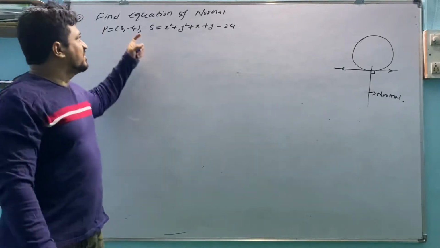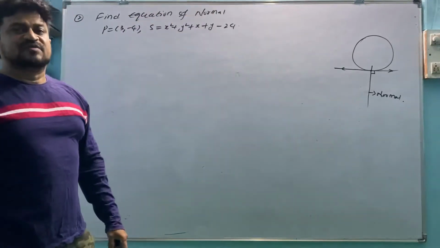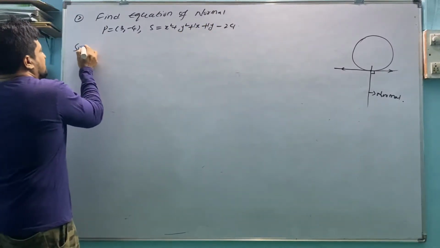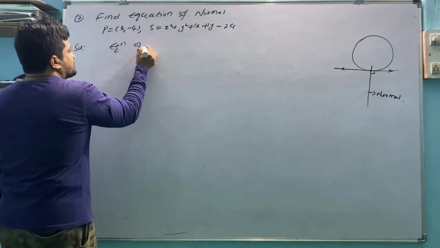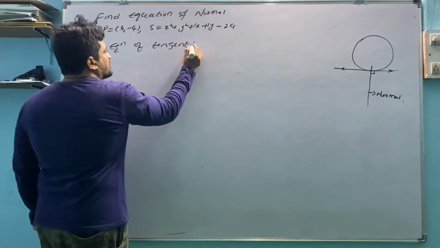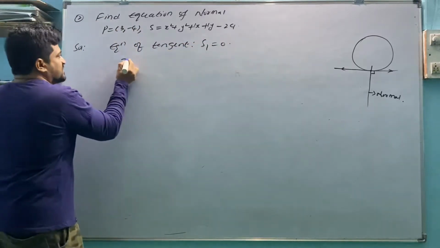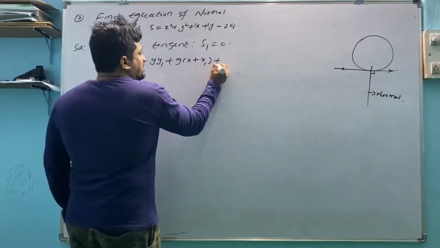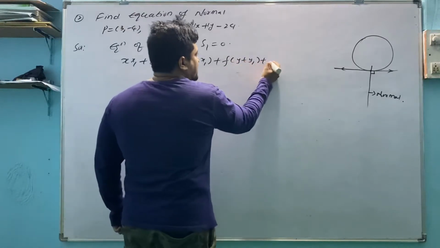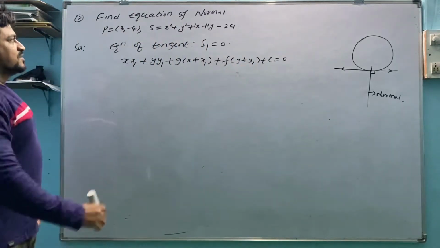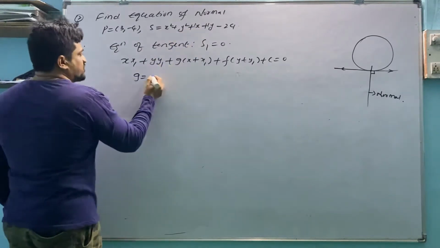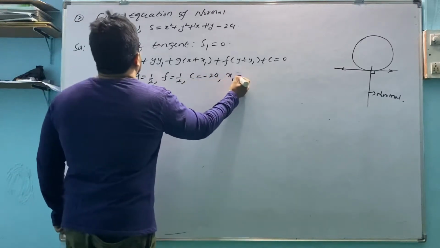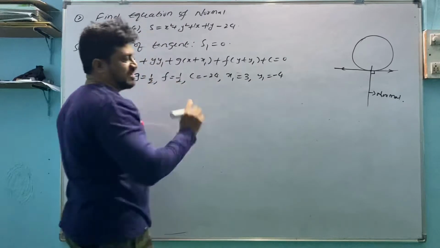So it is related to tangent. Whenever we are finding the equation of normal, think that we have to find the equation of tangent first. So first we will write the equation of tangent: S1 equals to 0, which is xx1 plus yy1 plus g into (x plus x1) plus f into (y plus y1) plus c equals to 0. Then g is equal to half of the coefficient of x, f is equal to half of the coefficient of y, then c is minus 24. x1 and y1 we have to take from the point.